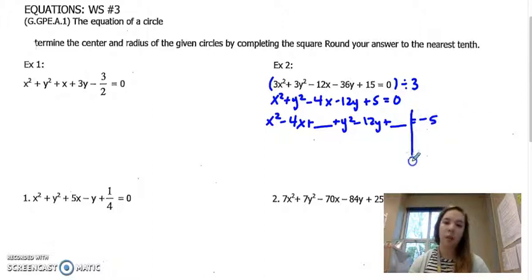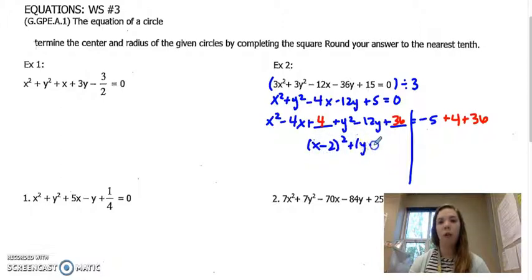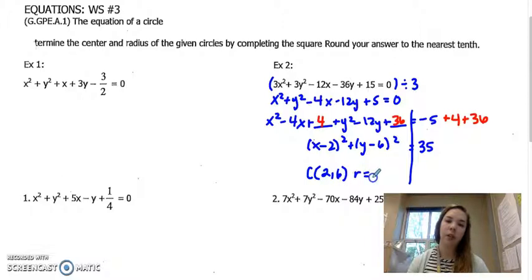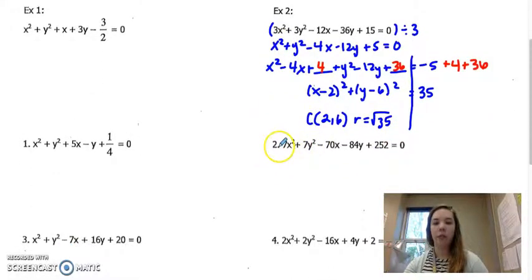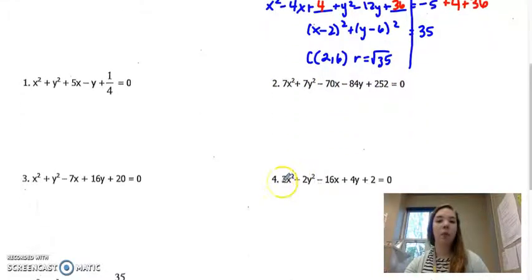And then at this point, it's like the problems we were doing in our notes. So to complete this square, I would need a 4. To complete this square, I would need a 36. So then you would have x minus 2 squared, y minus 6 squared equals 35. So your center would be 2, 6, and your radius would be the square root of 35. Okay, and we'll just leave that in exact form. So keep that in mind. Right underneath here, you'd have to divide this whole one by 7. Or number 4, you'd have to divide this whole one by 2 before you even start. So keep that in mind.